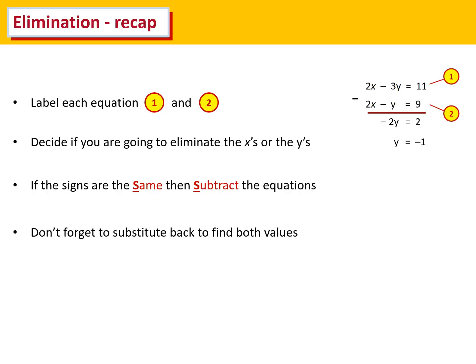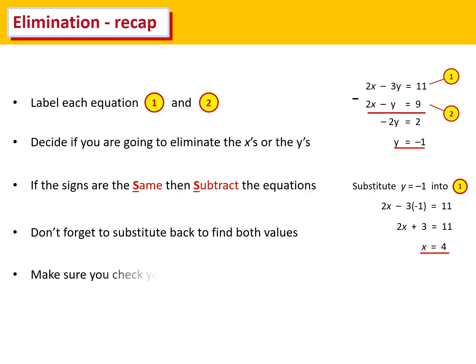Don't forget to substitute back into an equation to find the x value that goes with that y value. So substitute y equals negative 1 into one of the equations. In this case, I'm substituting it into equation 1. And I end up with that. Be careful with the arithmetic. That subtracting negative 3 is adding 3, so I get 2x plus 3 equals 11. Subtract 3 and divide by 2 gives me x equals 4.